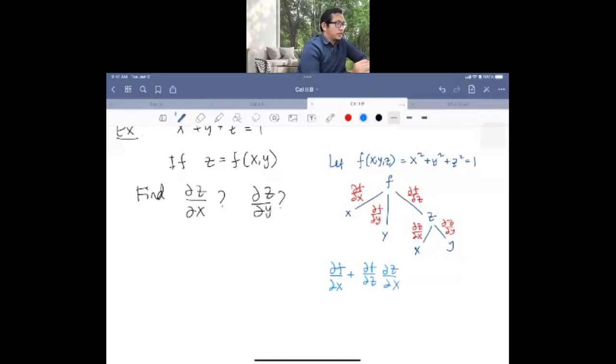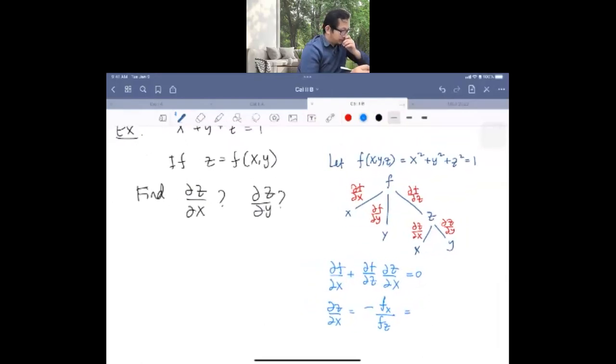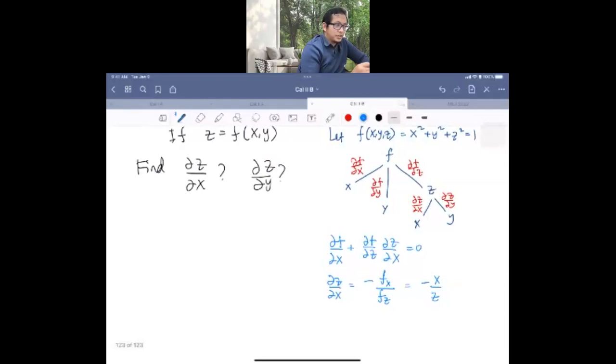If we want to find dou z dou x, this is equal to 0. So dou z dou x will be equal to minus partial f partial x over partial f partial z, which is 2x over 2z, so it will be minus x over z. And similarly, we will get dou z dou y as minus partial f partial y over partial f partial z. This will be minus y over z. Okay, so this I will write as the first method.